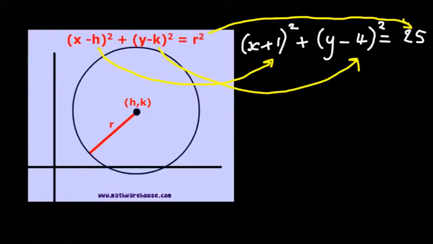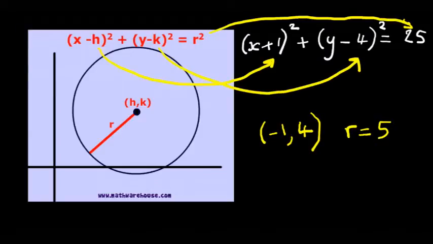Now example 3 is slightly different again. If you look, it's got x plus 1. If it was x minus 1, the x coordinate of that centre would be 1. So if it's x plus 1, it's telling me the x coordinate of the centre of that circle is actually minus 1. The y coordinate would be 4. And it would have a radius of 5, because 5 squared is 25. So for the final time, pause the video and complete example 3.